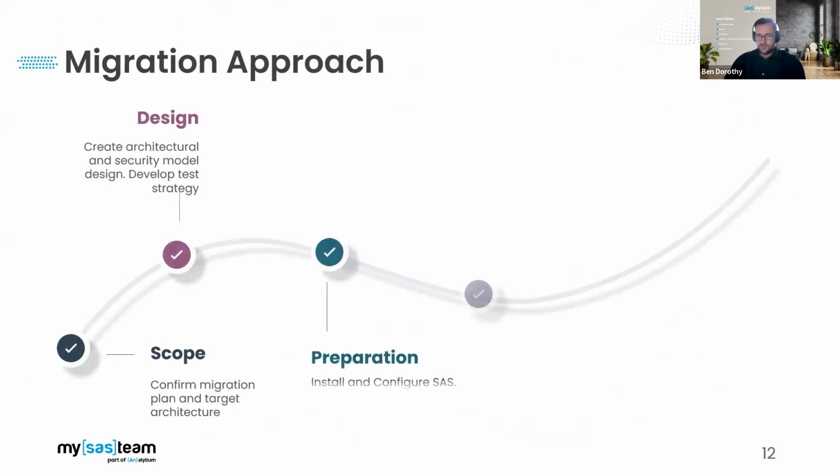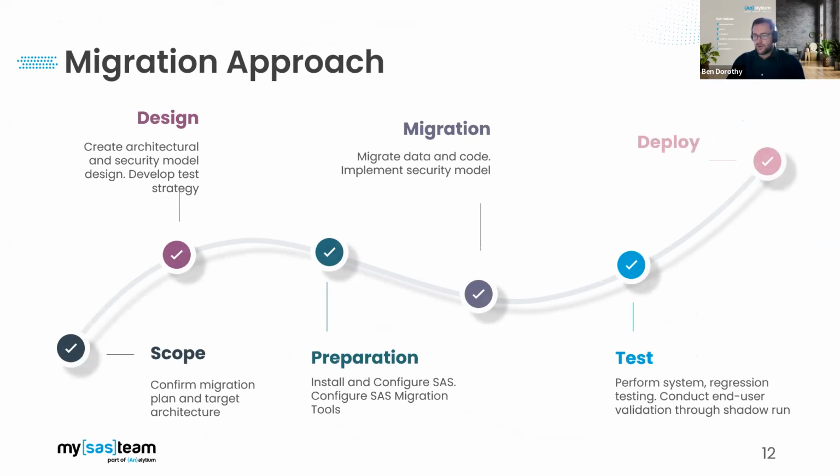So this slide will take us through a high-level view of the migration approach. Like many projects, we're starting in the scope phase, where we would work with the client to confirm the migration plan and the target architecture. So that's collaborative between ourselves and SAS and the client. We would then produce an architectural design and security design, and share that with the client and take that through the relevant design governance forums within the client company, as well as our own processes and SAS processes.